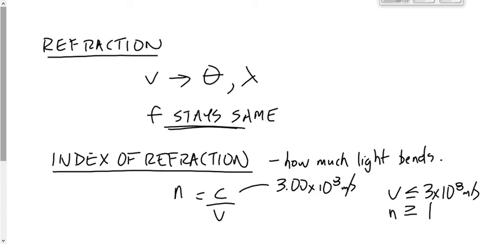The index of refraction of water is about 1.3. The index of refraction of glass is about 1.5. Diamond is about 2.4. So as we go from air to water to glass to diamond, each of those materials bends light progressively more because of the bigger index of refraction, which of course means that it causes a bigger change in speed when it goes from air to water to glass to diamond.